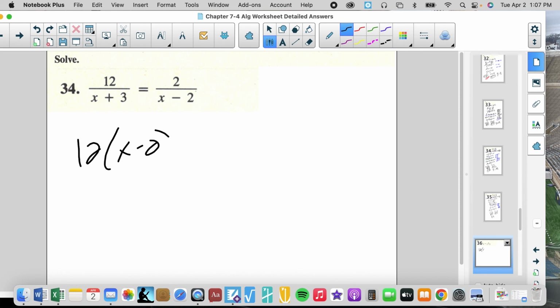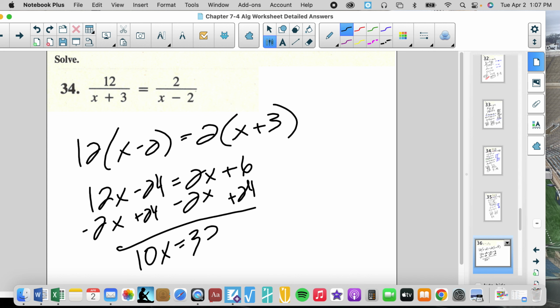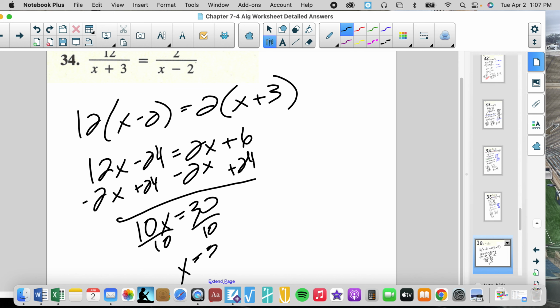So we're going to cross product because we're back to 2 terms equaling each other. 12x minus 24 equals 2x plus 6. Let's minus the 2x. Let's add the 24. That is going to give me 10x equals 30. Divide by 10. And we get x equals 3. 3 doesn't produce a negative. So 3 is my only solution.